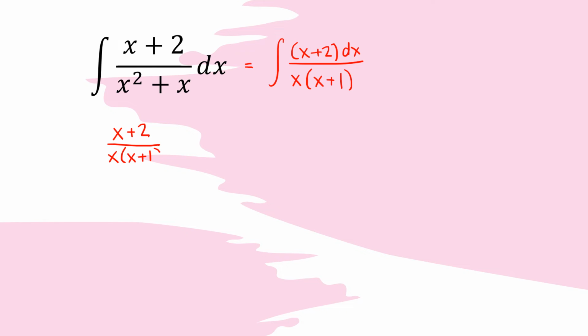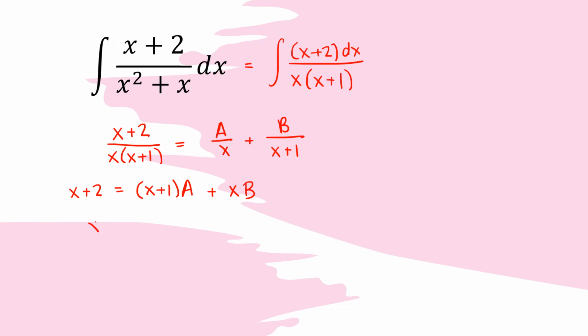Here we go again. This is the same as saying the integral of x plus 2 dx onto a factored bottom, which would be x onto x plus 1. So making partial fractions, we're saying that x plus 2 over x onto x plus 1 can be expressed as a over x plus b over x plus 1. Clearing the fractions, we're going to have x plus 2 is equal to x plus 1a plus xb.